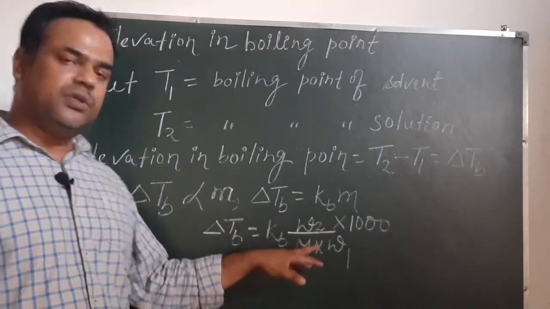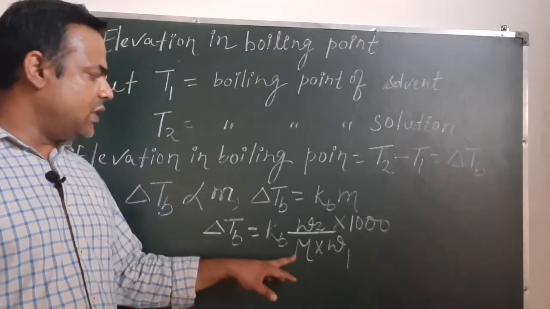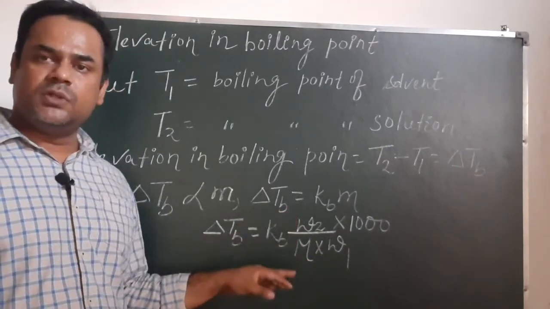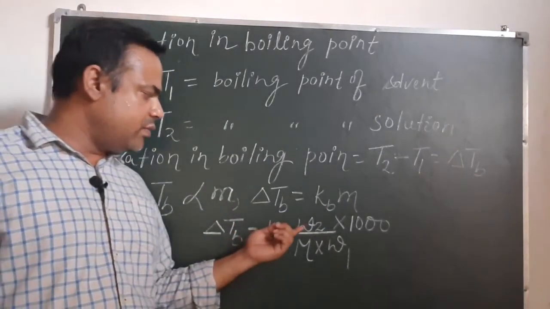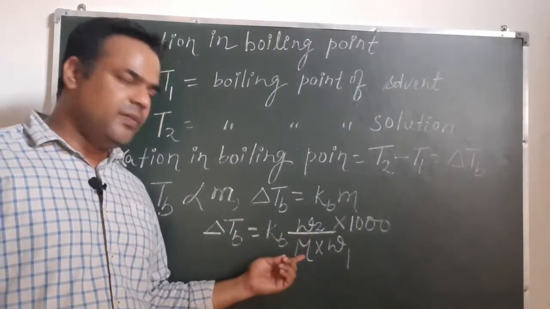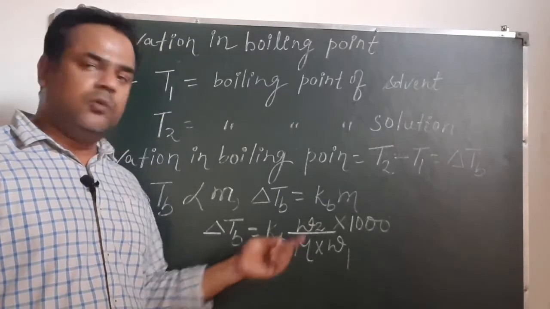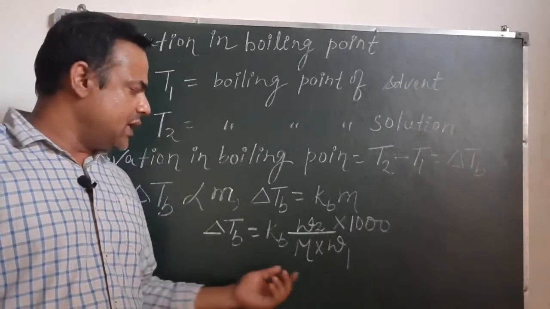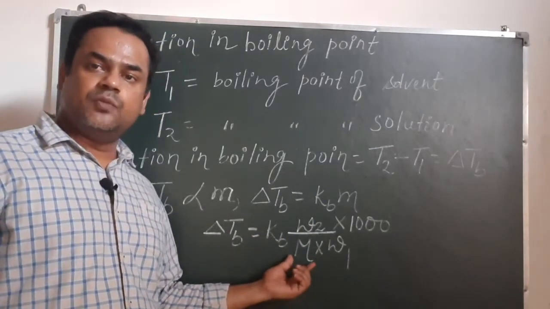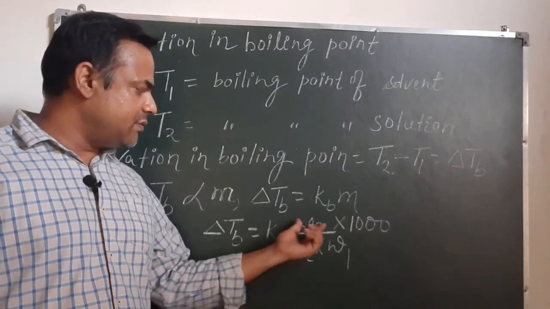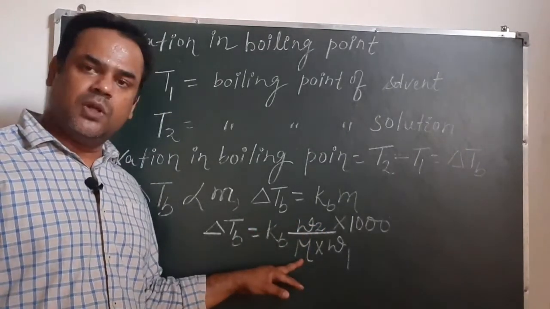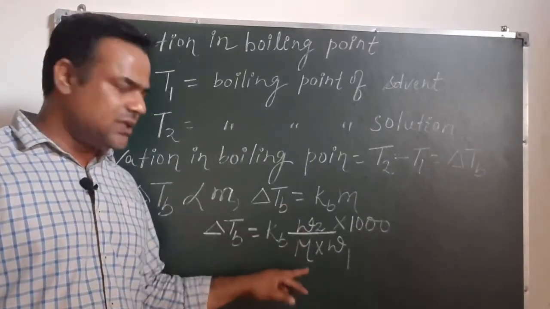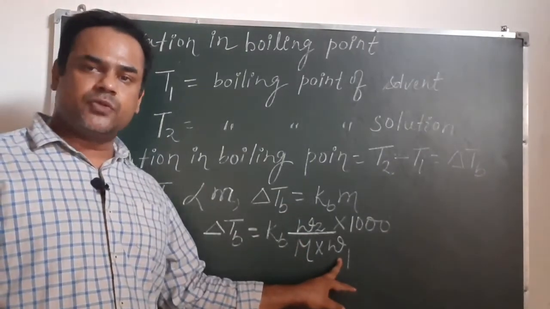Now we will substitute here the formula of molality. Molality is the number of moles of solute present in 1 kilogram of solvent, and number of moles will be equal to given mass divided by molar mass of solute. W2 is mass of solute and this capital M is molar mass of solute. So when we divide given mass of solute by molar mass of solute, we get number of moles, and this W1 is mass of solvent.